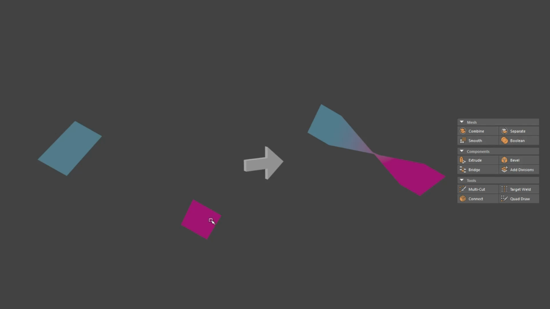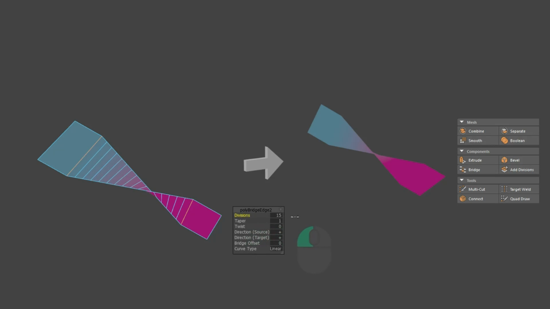The bridge tool is used to create new geometry between selected edges, bridging them together. To use this tool, select the 2 edges you wish to bridge, and then press Bridge. You'll be presented with a pop-up menu filled with multiple options to change the properties of the bridging geometry. For this, I'll set divisions to 20. Press W to finalize the bridge.